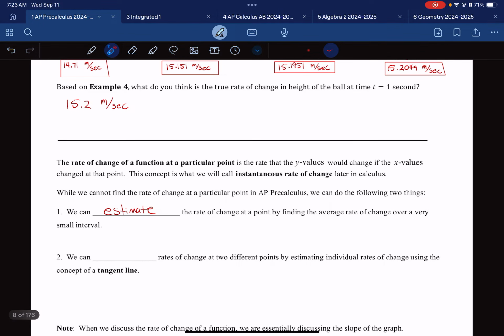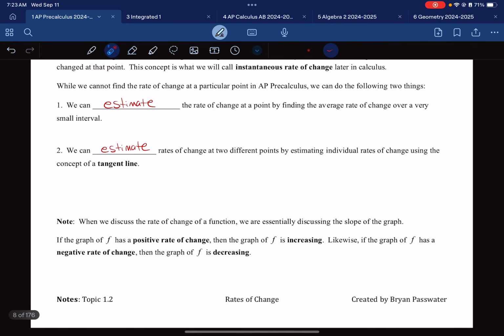The other thing that we can do is estimate the rate of change at two different points by estimating individual rates of change using the concept of a tangent line. We're going to be talking about a tangent line on this next page. And there's this interesting note down here that when we discuss the rates of change of a function, we are essentially discussing the slope of the graph.